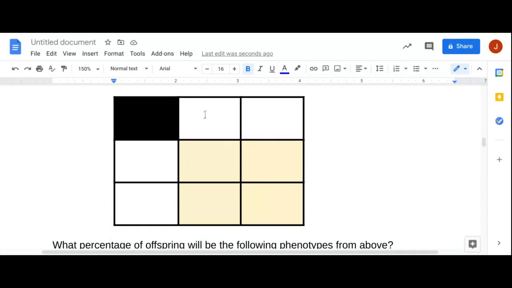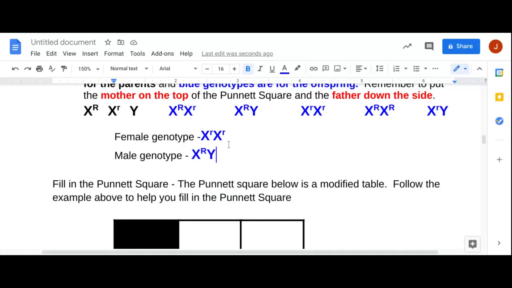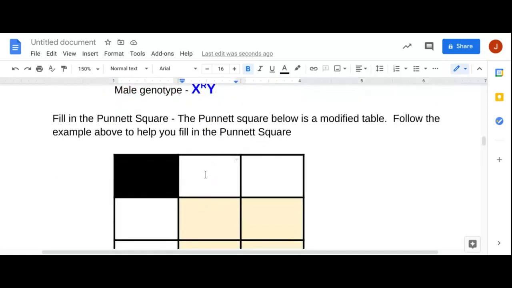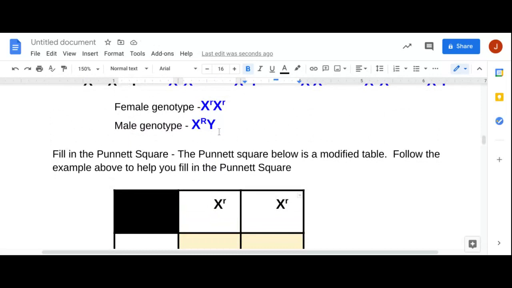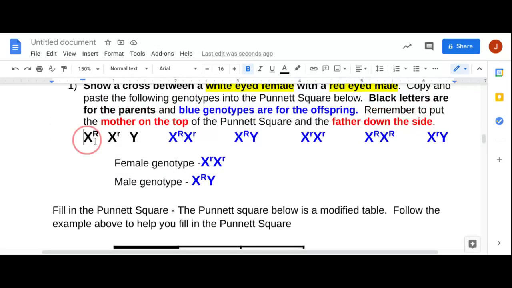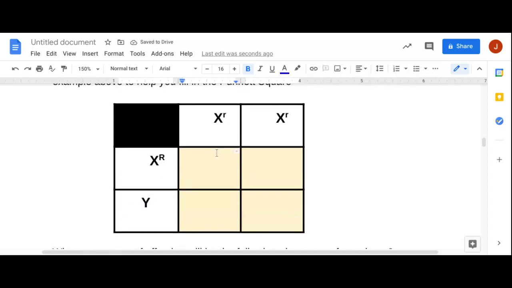So here we go. I want you to put the female across the top. So our female is XR, a little r. So I'm going to go over here. I want to highlight the black. Control C, Control V, Control V. You want to tab it back, you can, or you can leave it like that. Okay. Now, male genotype XRY. Well, I need my XR, Control C, Control V, and then I'll just type in Y. Now I need to fill in my Punnett square, doing the same thing.